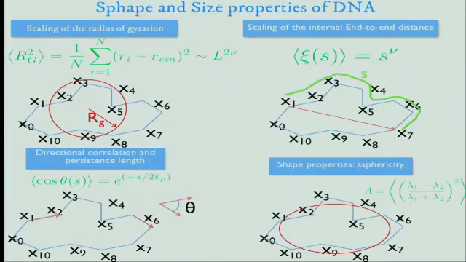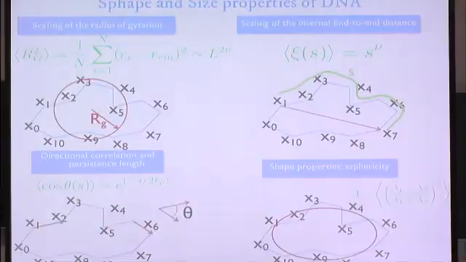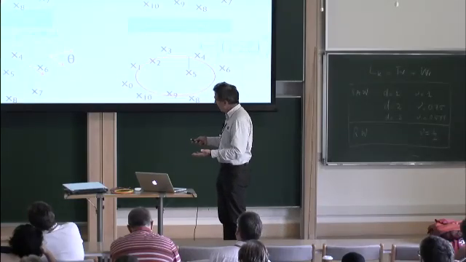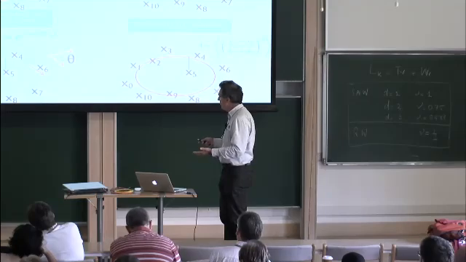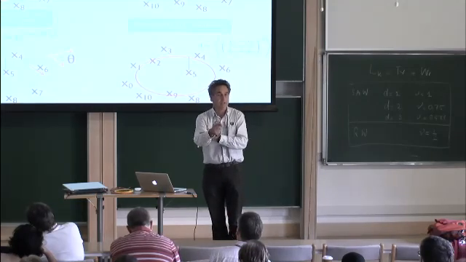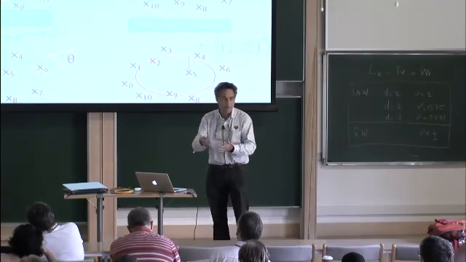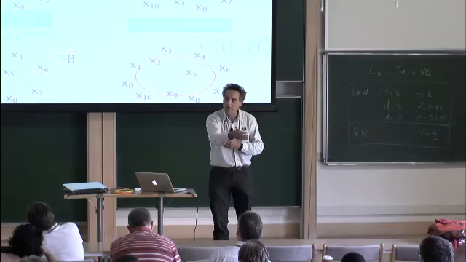So there are different quantities that we can measure. One is the radius of gyration of the molecule. You see here the coordinates of our molecule, and then we can calculate the radius of gyration. Or we can calculate, especially for circular DNA, the internal end-to-end distance as a function of the length here. Or we can calculate the directional correlation function, which tells you how stiff the polymer is and how it loses the memory of the direction as you go along the molecule.